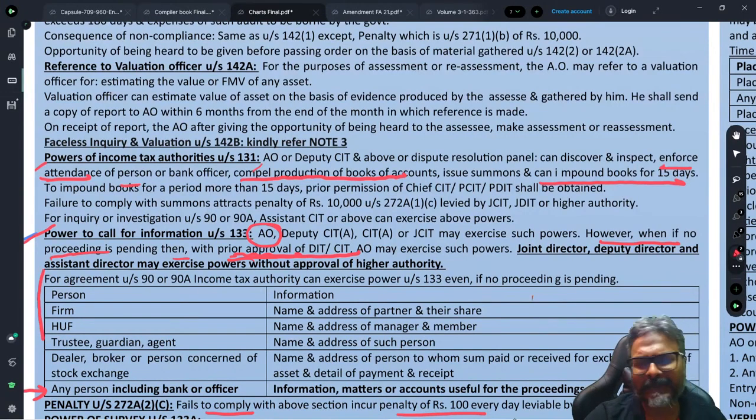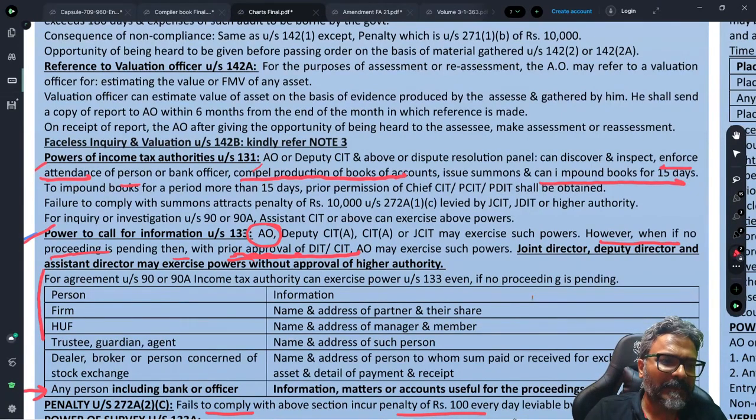As per this, as we can all see, the income tax authority can enforce the attendance of a person or the banking officer, compel the production of the books of accounts, issue summons and commissions, and can impound, students, the books of accounts for a period of 15 days. I hope that every one of you is clear with this particular point.